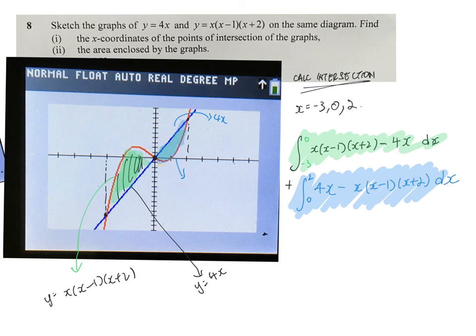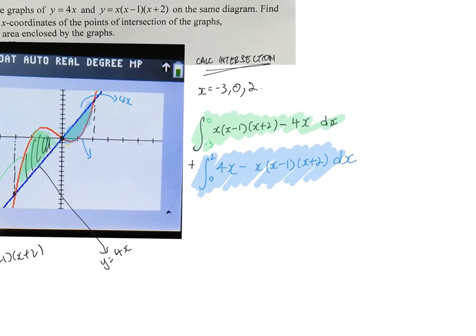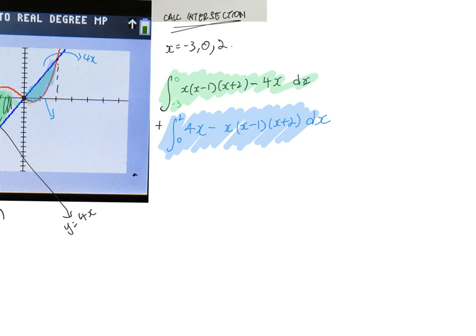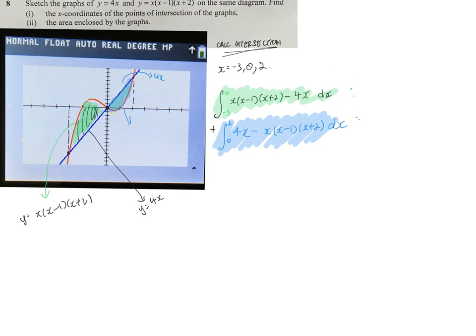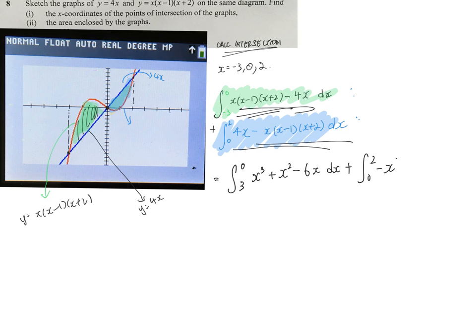Okay, now to work this out, if you were to use the GC, that's actually doable. If you're using a GC function, just be very careful. It'll be good to split it into two, and remember that for some portions you must use the absolute function. I'll just go through not using the GC first. This is the integral with the one in green. Simplifying this gives me the integral of x cubed plus x squared minus 6x dx, I'll leave you to do the simplification yourself, plus the integral from 0 to 2 of minus x cubed minus x squared plus 6x dx.